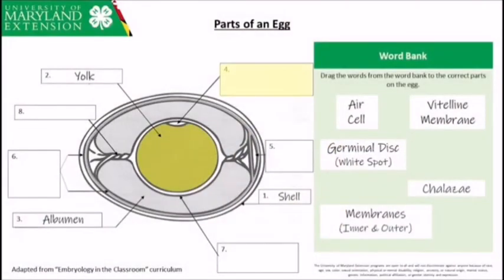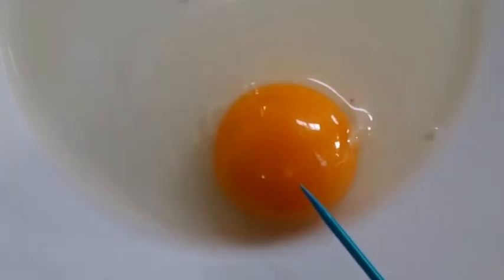Number 4. Do you know what part of the egg is this? This is a special part of the egg known as the germinal disc. You may also hear it called the white spot because it appears as a tiny white spot here on the yolk.